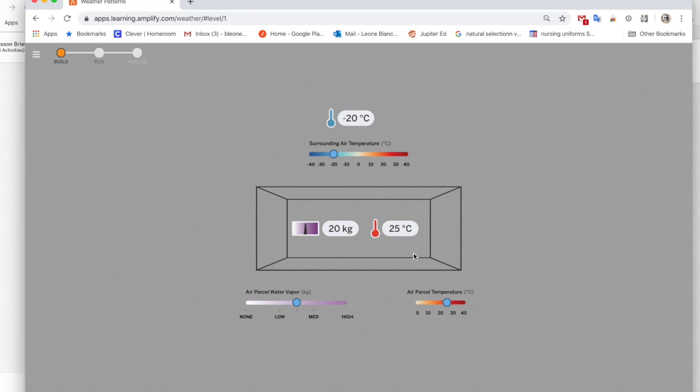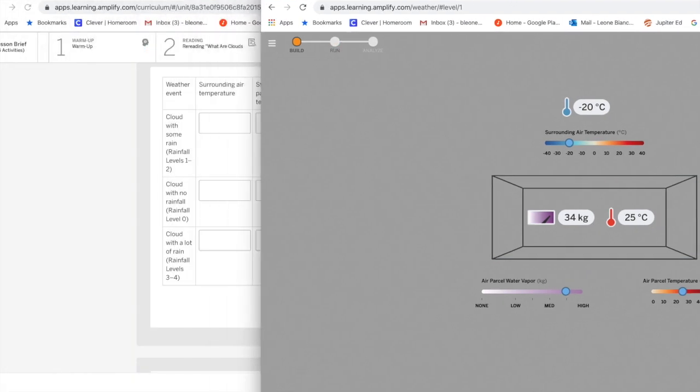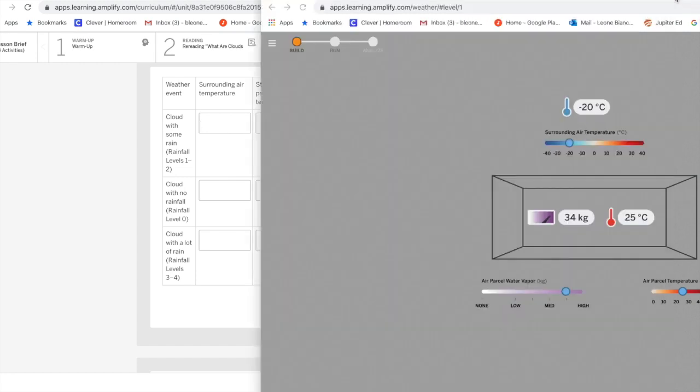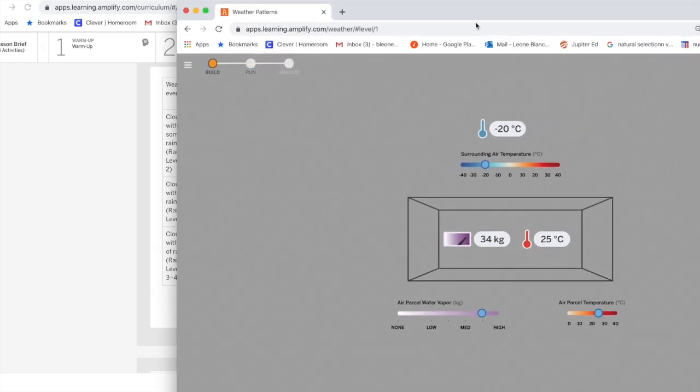I'm going to turn this to 25, which is quite warm. So we have these two different temperatures. One is much warmer than the other. And I'm going to turn the water vapor to medium high. So I'm going to run this. Before I do that, I want to put the temperatures in. So let's wait till the end.